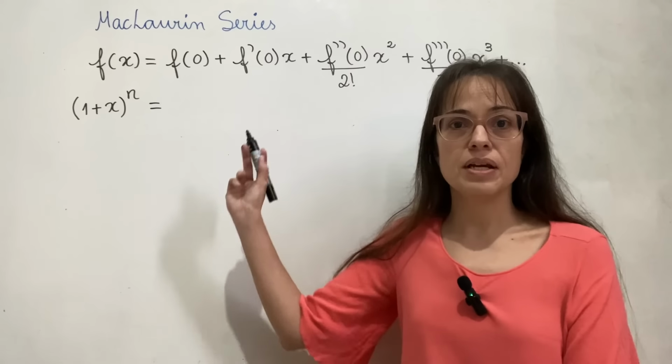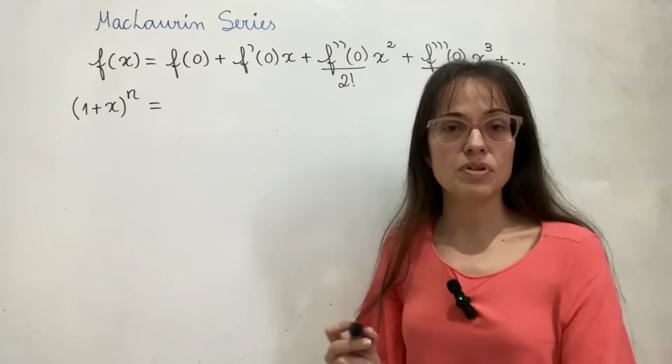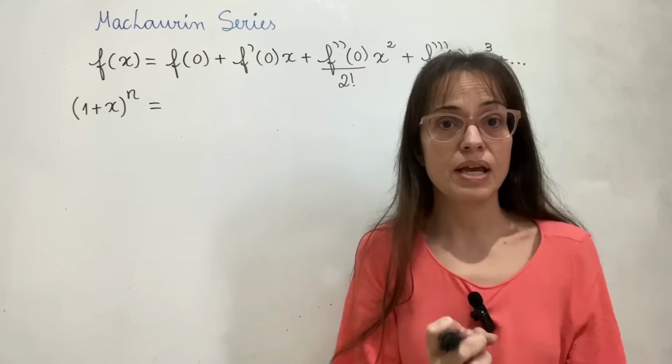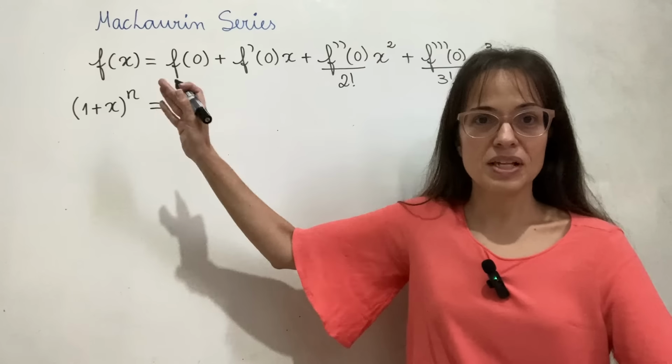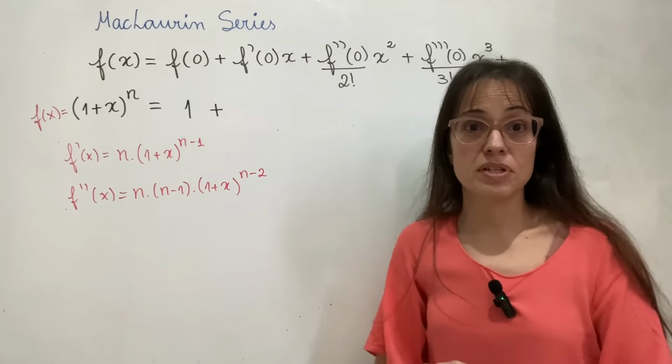We are going to take x equals 0 and do all of these derivatives, put them in that formula, and everything is going to work out. So let's start our process here. F of 0 is 1. And now we have to start taking derivatives.